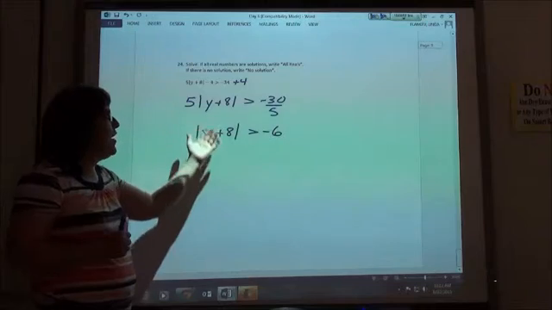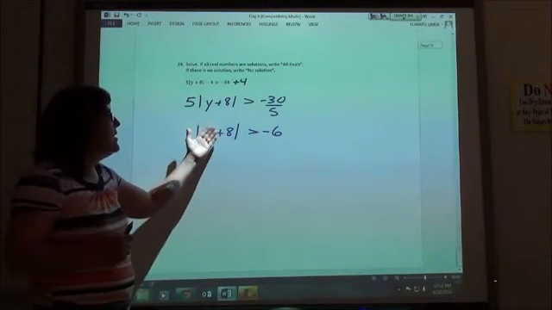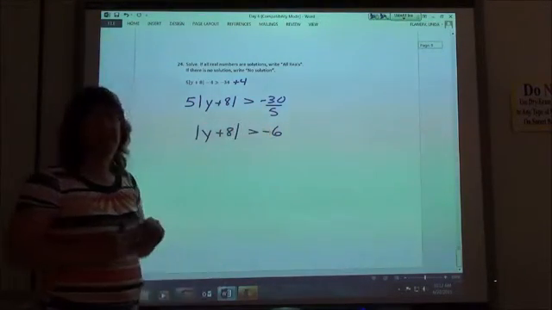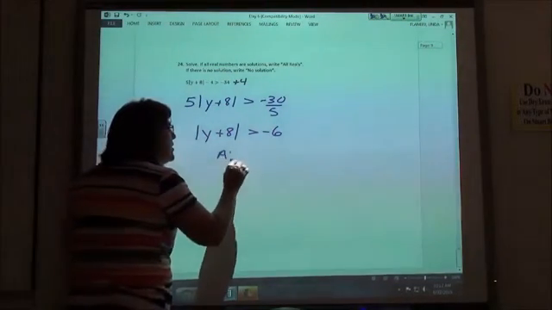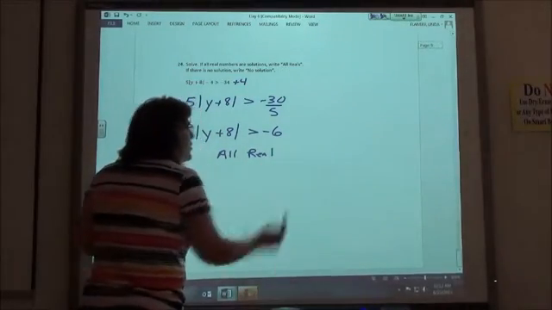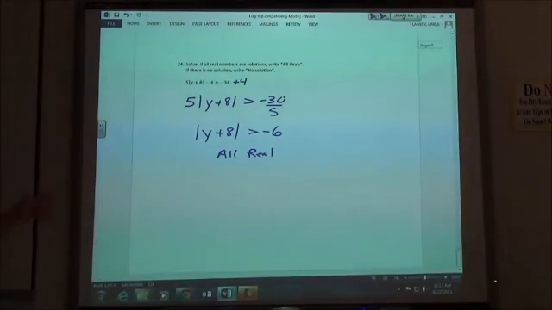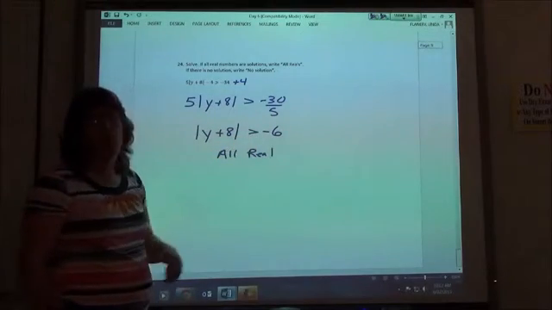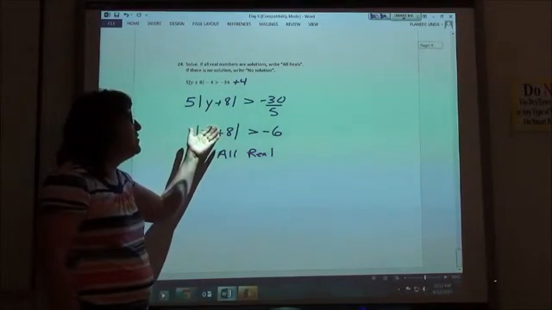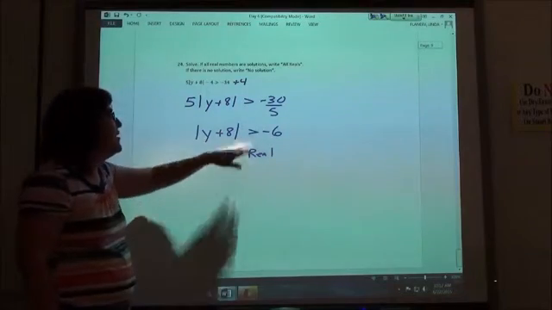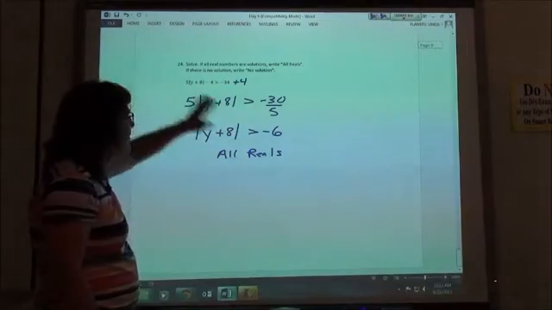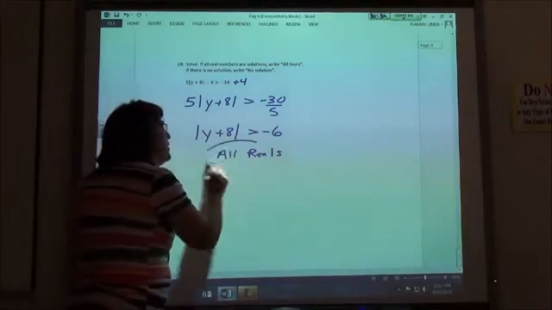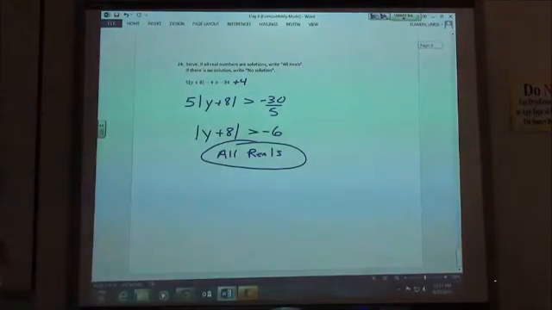So my absolute value always is a positive number. Is a positive number greater than negative 6? Well, yes, a positive number is always greater than negative 6. So this one is going to be all real numbers are solutions. If this had been a less than, then it would have been no solution, because positive numbers are never less than a negative. So if it's a greater than, you get all reals. If it's a less than, you get no solution. So you have to kind of watch out for those ones that end up having that negative on the other side of your inequality sign.